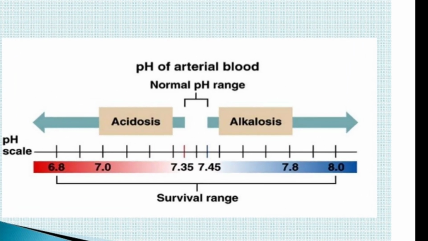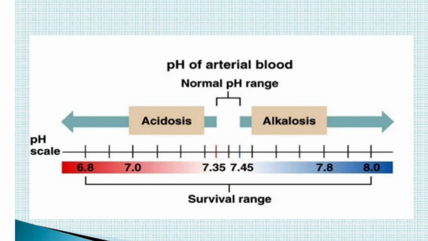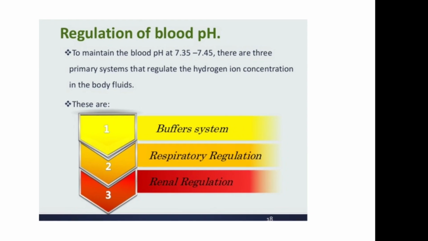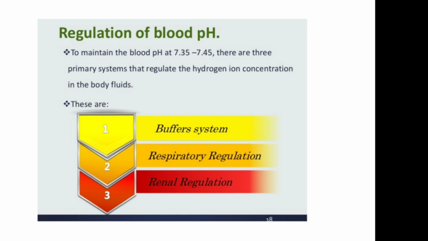See, acidosis, alkalosis. If you see the middle, blood pH is 7.35 to 7.45. This is the survival range. Below this is acidosis, above is alkalosis. How to regulate the blood pH in this narrow range, 7.35 to 7.45? The primary systems that regulate hydrogen ion concentration, that is H plus concentration, in the body fluid are the buffer system, respiratory regulation and renal mechanism.